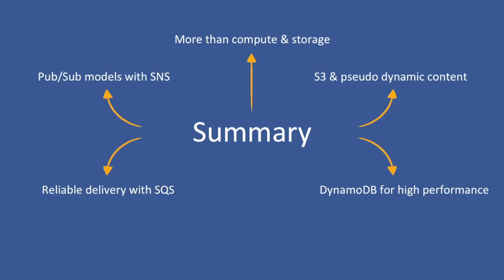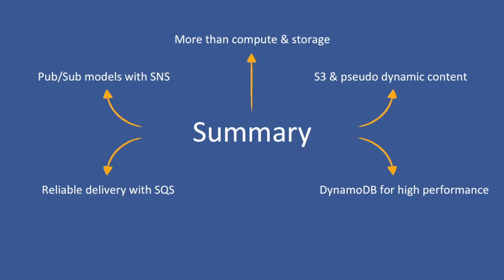So in summary, as a short sort of webinar today, this is really just trying to bring up the fact that it's more than compute and storage in AWS. There are supplementary services that are really core and essential to building modern apps. We looked at pub-sub models with simple notification service, and then the reliable delivery point-to-point model with SQS, and how these can be simply tied together.